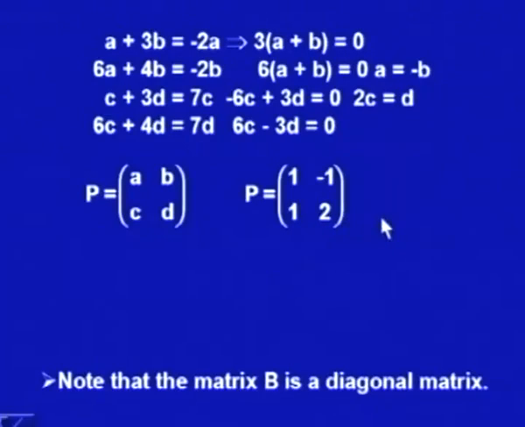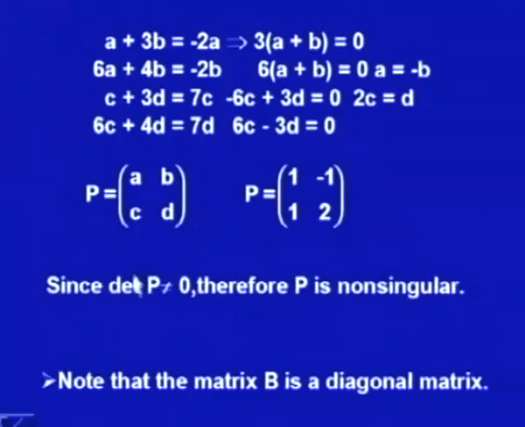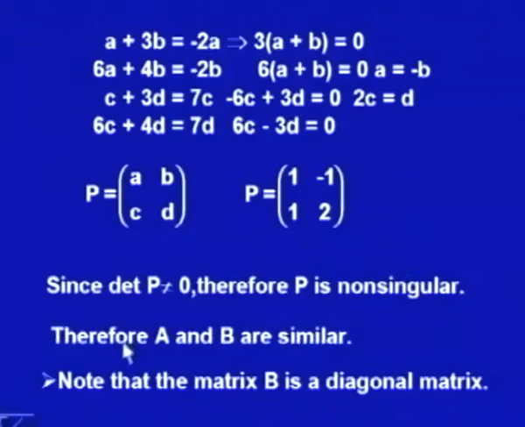This is one such combination, and since determinant P is not 0, that means P is non-singular, so the inverse exists. So, we can say that A and B are similar because we were able to find such a matrix [a b; c d] which is non-singular and which gives us A is equal to P inverse B P. So, one can notice from this system that the matrix B is a diagonal matrix.